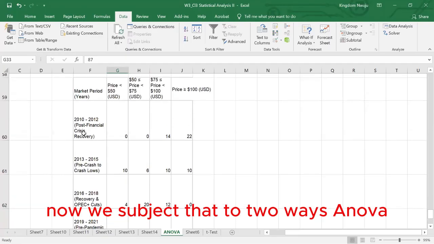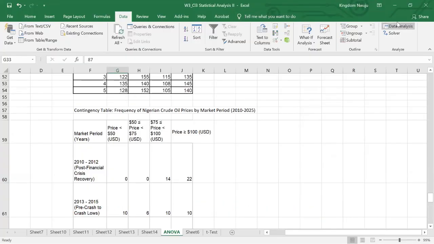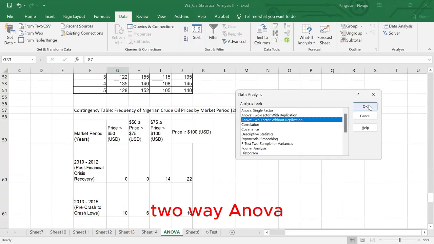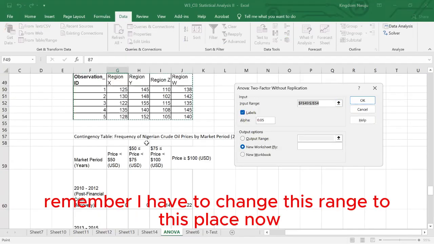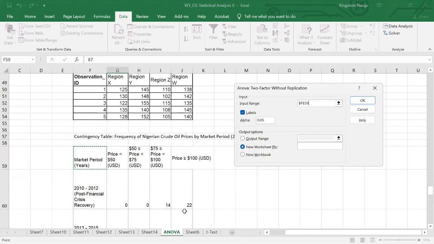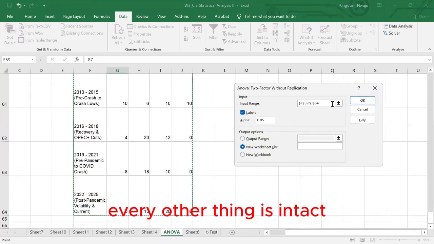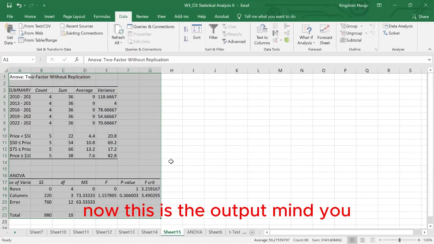Okay. Now we subject that to two-way ANOVA again, from Data Analysis, two-way ANOVA. Remember, I have to change this range to this place now. I will highlight the entire data. Every other thing is intact. There should be labels, of course, and OK. Now this is the output.